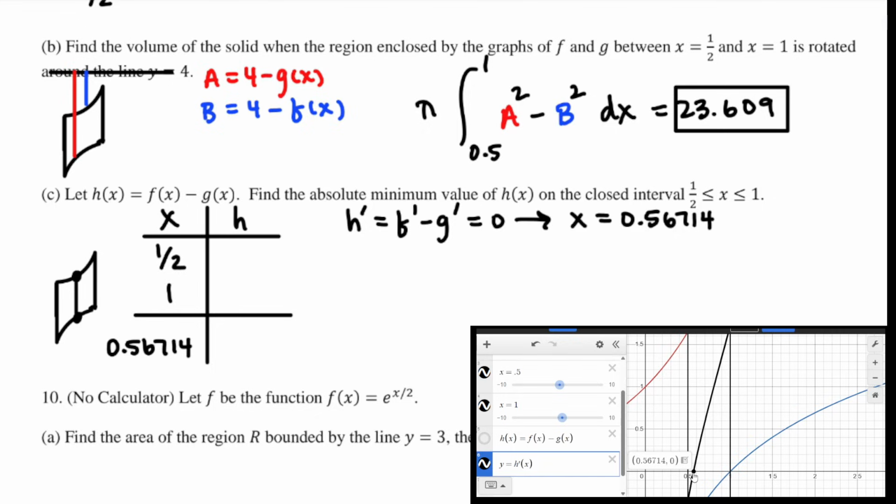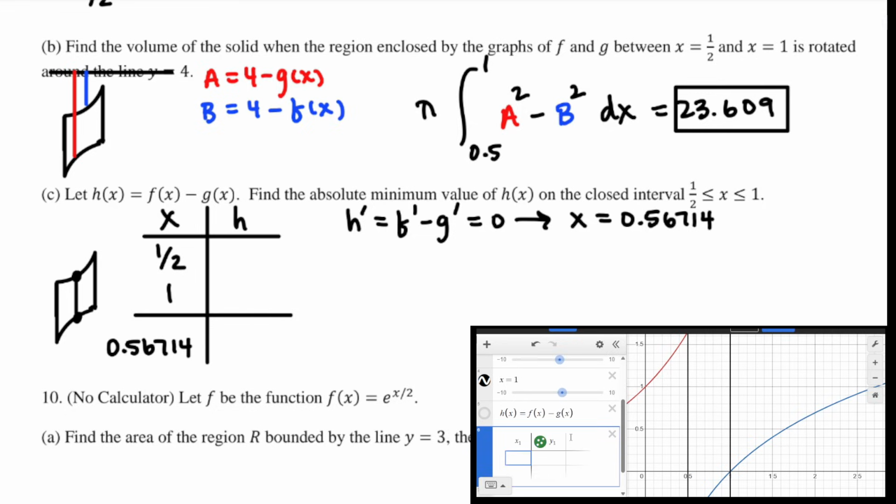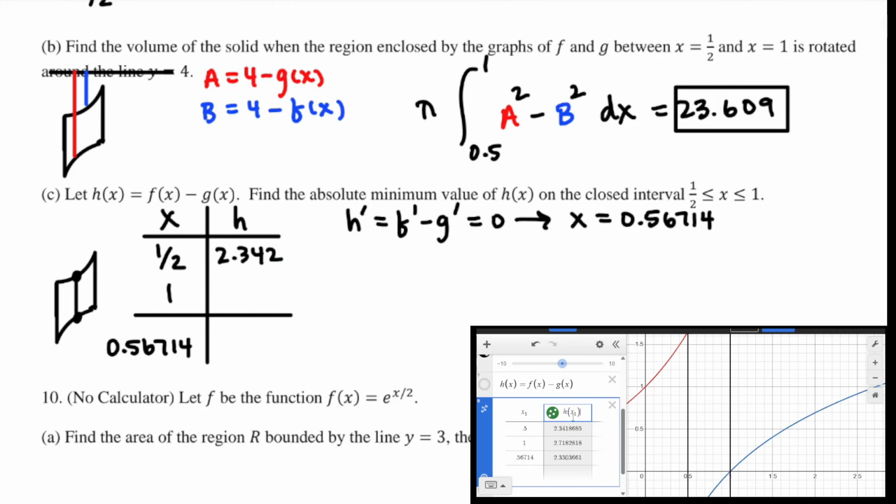We test the endpoints, we set the derivative equal to 0, we list out the critical points, we run everything through, and so I'm going to make a table now. Call for table, x1 be 0.5, 1, and 0.56714. And then rather than doing anything else right here, I'm just going to say h of x1. And I'm going to copy all these numbers down from the table. 2.342, 2.718. Sounds familiar. And then 2.330.